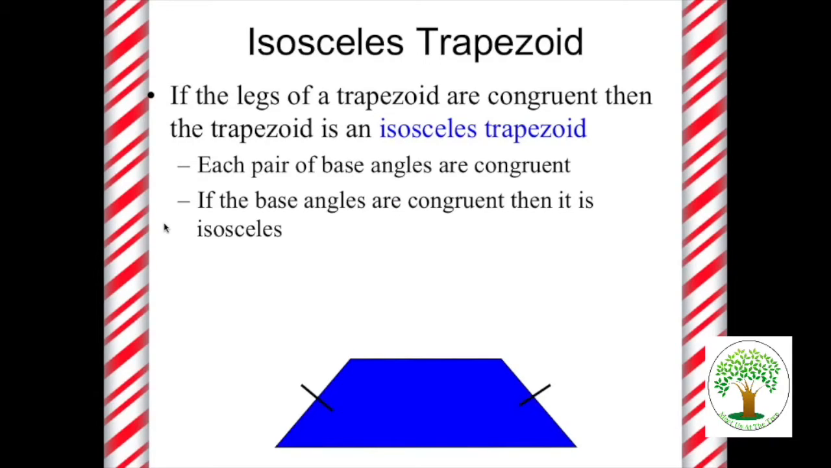You can also go the converse of that. If the base angles are congruent, then it is a trapezoid. So I'm going to draw those. That means that these angles here are congruent to each other. And the top two are going to be congruent to each other. You're welcome to draw a picture. I like seeing pictures when I do my work. I think that it helps me to understand things a little better.